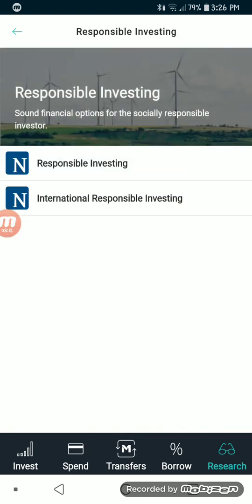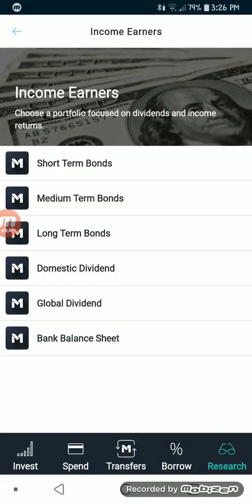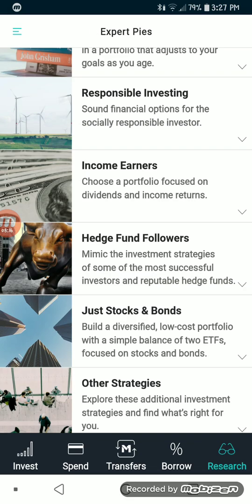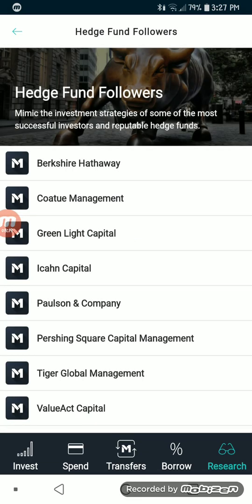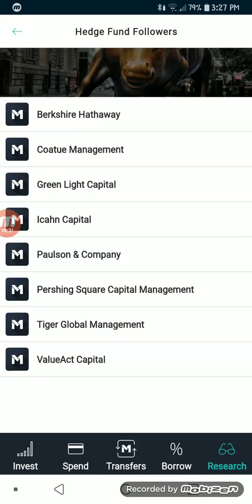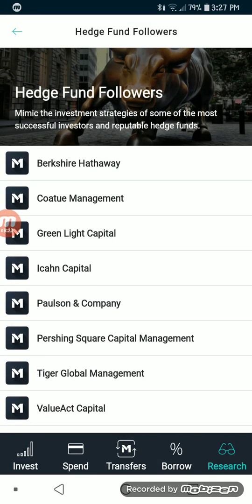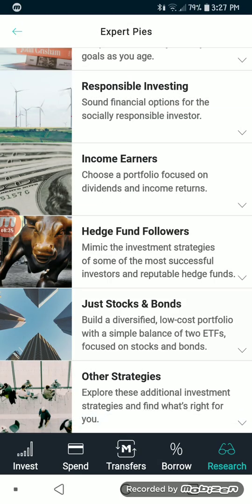Responsible investing, income earners, if you're focusing on income, you can choose any of these. Hedge fund followers, so if you want to invest like Warren Buffett, you will simply replicate Berkshire Hathaway's portfolio right there. Just stocks and bonds and other strategies.